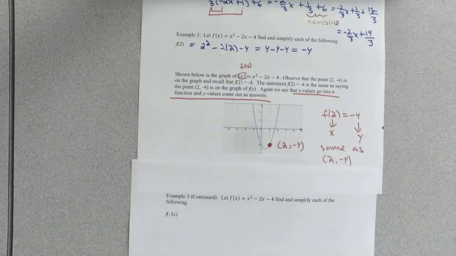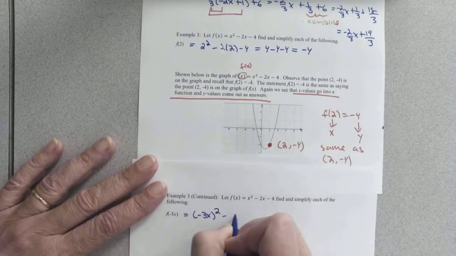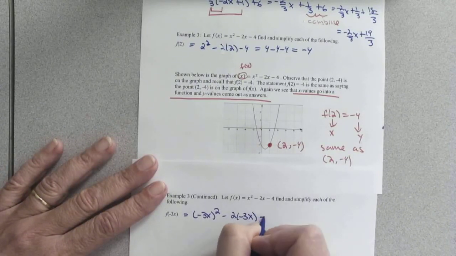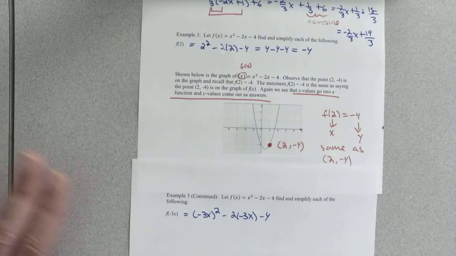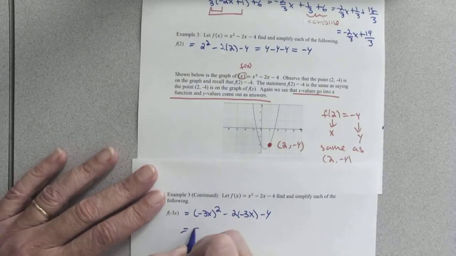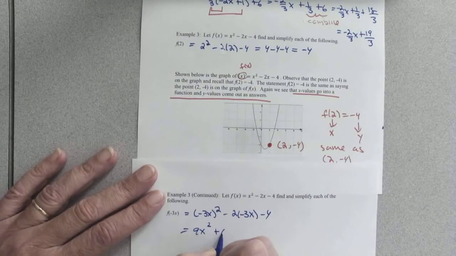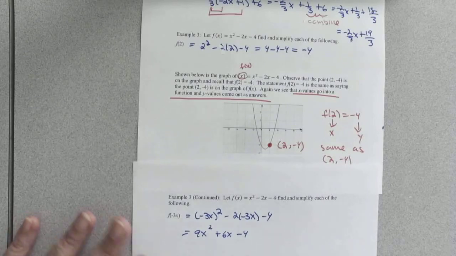Same function, f of x equals x squared minus 2x minus 4. Again, it's a replace and simplify. So I replace all those x's, in this case with negative 3x, and I simplify. Very careful use of parentheses here. You want to square all of the replacement. So all of the replacement goes in parentheses, then we square it. And so I'm going to get 9x squared plus 6x minus 4. Stop. That's the answer.